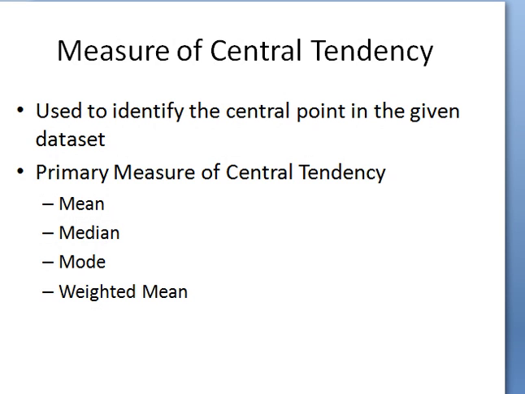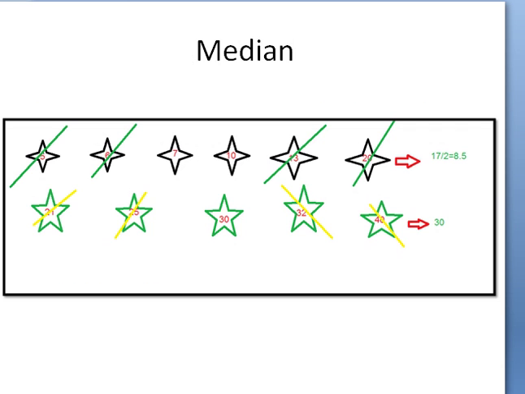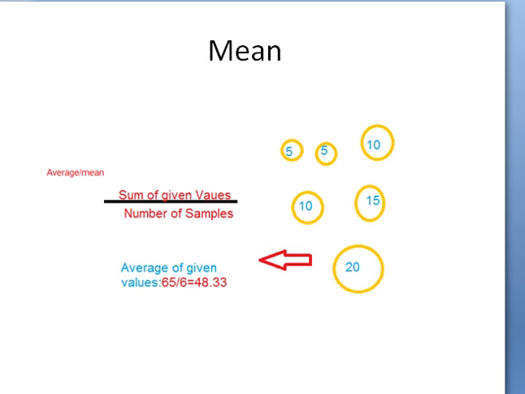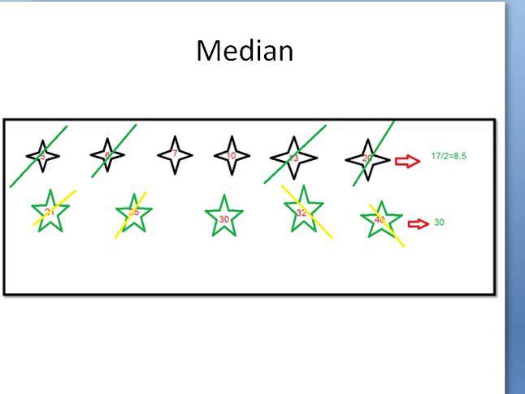Measure of central tendency is used to identify the central point of a given data set. The primary measures of central tendency are mean, median, mode, and weighted mean. So let us see in detail about these. First is mean. Obviously everyone knows that mean is the sum of given values divided by the number of samples. That is what I have written here. See here, the sum of given values is 65 and the total number of samples is 6. So this is the average, the mean. Mean is also known as the average score.